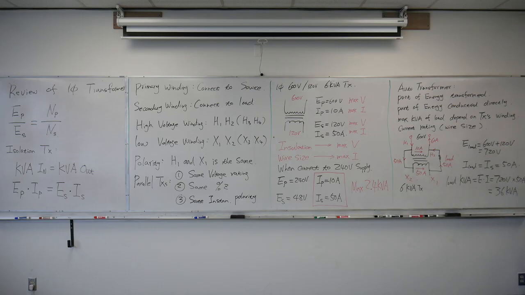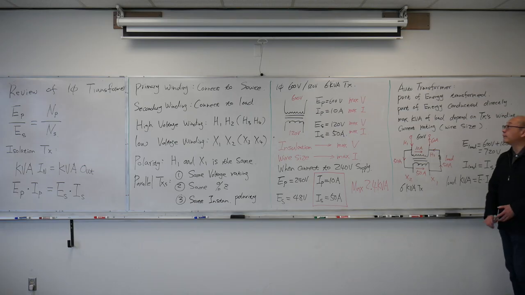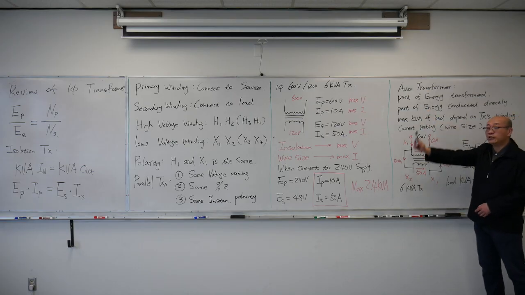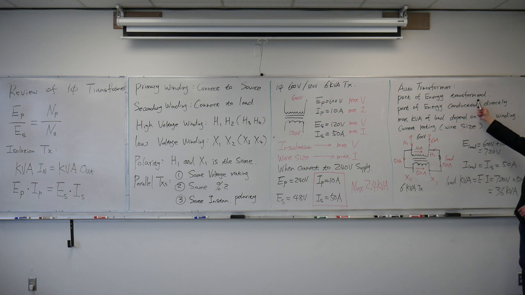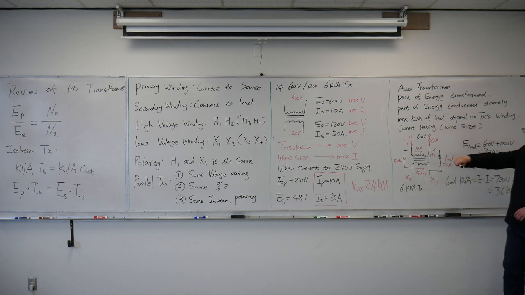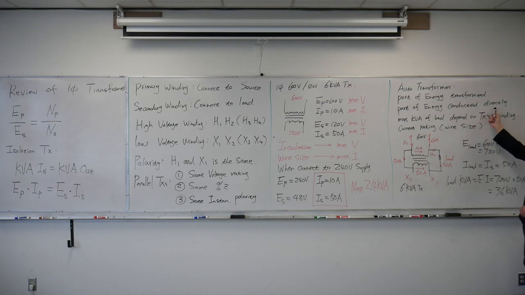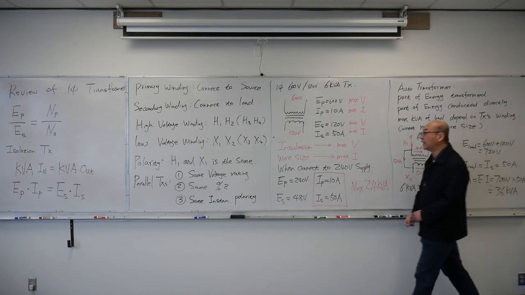Next, I'm going to review the auto transformer. When talking about an auto transformer, there is a direct connection between the primary side and the secondary side. So for an auto transformer, part of the energy is transferred to the load, and another part of the energy is directly connected to the load. So when we do the calculation for an auto transformer, we cannot use the rule down here.